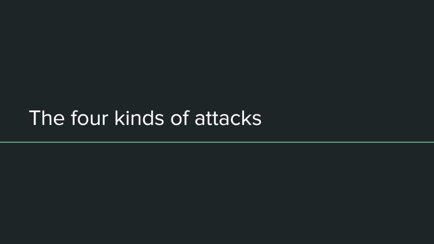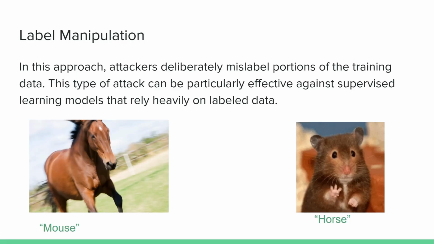So there's four kinds of basic model poisoning attacks. You have label manipulation, which is the most simple. It's also the least practical, in my opinion. In this approach, attackers deliberately mislabel portions of the training data. So in the example below, the horse is labeled a mouse, and the mouse is labeled a horse. This may seem harmless at first, but instead imagine it was a medical AI that was examining for cancer cells, and it labeled all harmful cells as non-harmful and labeled all non-harmful cells as cancerous.